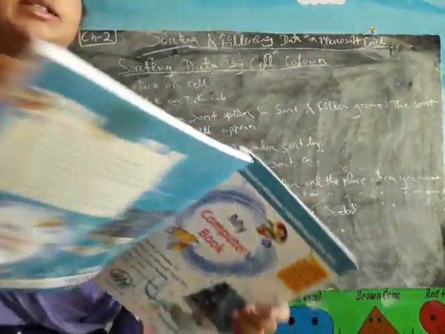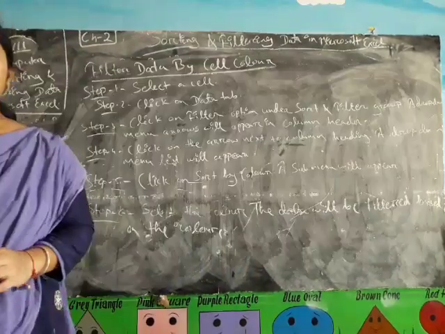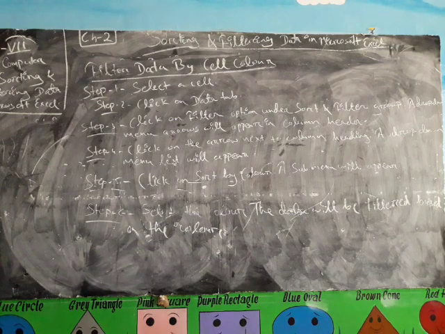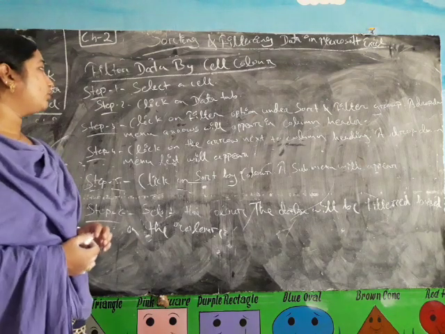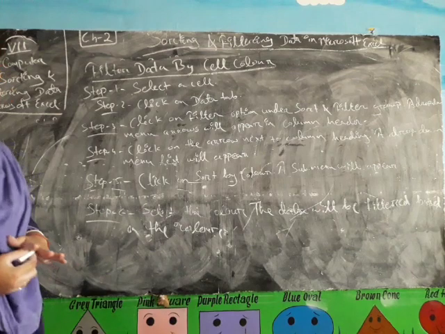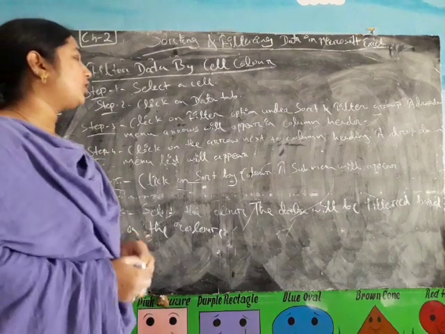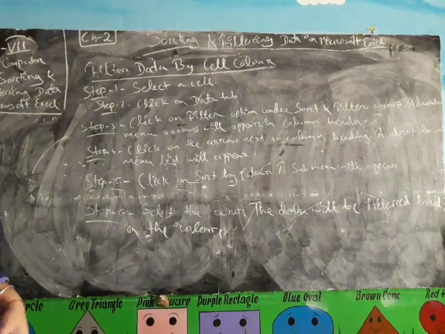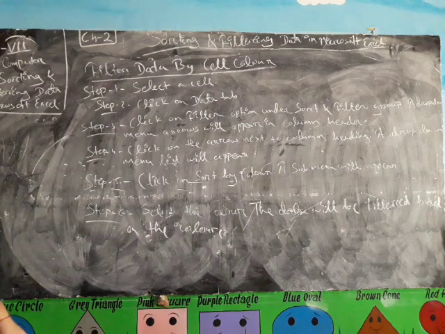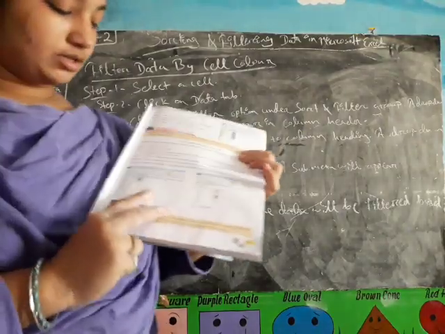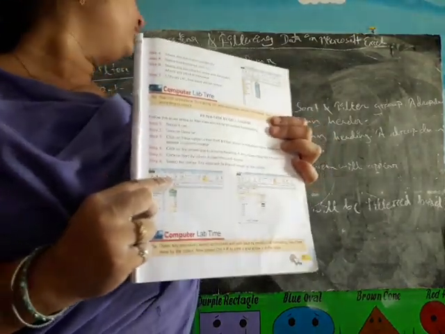After that we discuss filter data by cell color. Now we discuss filter data by cell color. So how can we do it? In step 1, select a cell. After that click on the data tab. After clicking on the data tab, click on the filter option under the sort and filter group. Drop down menu arrows will appear in the column header. Like this one menu will come.